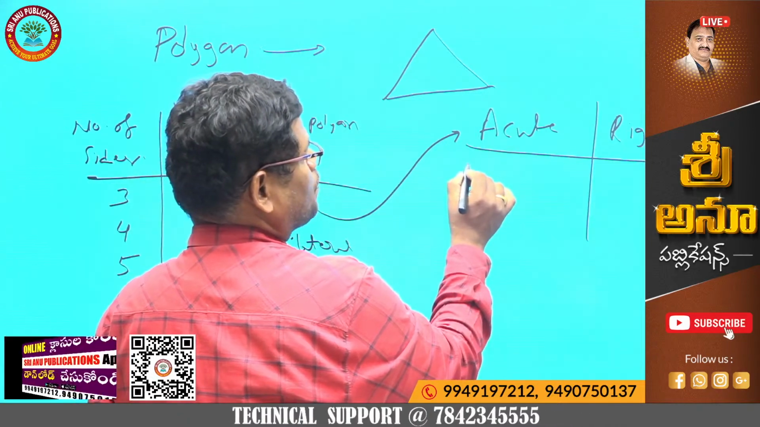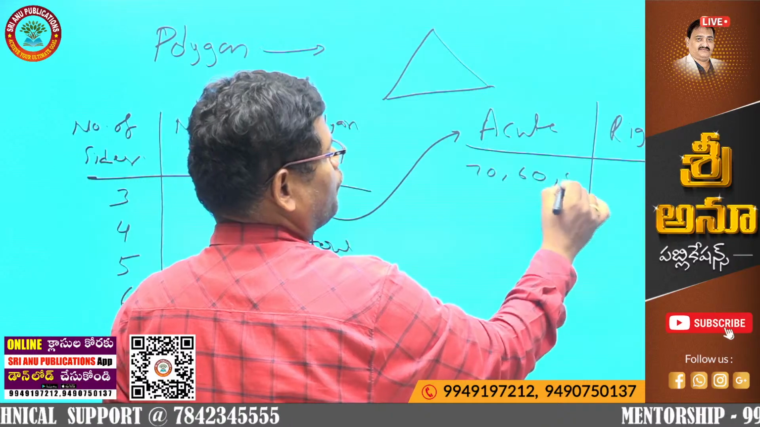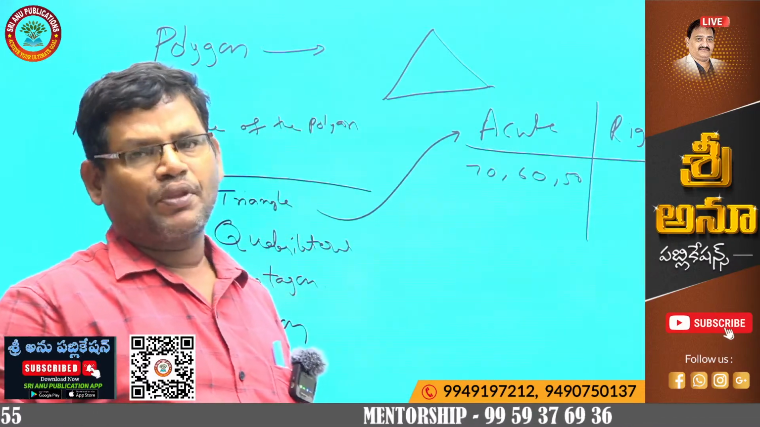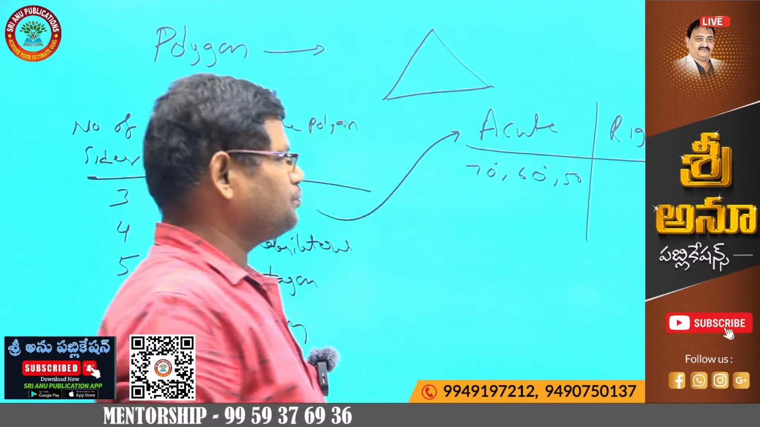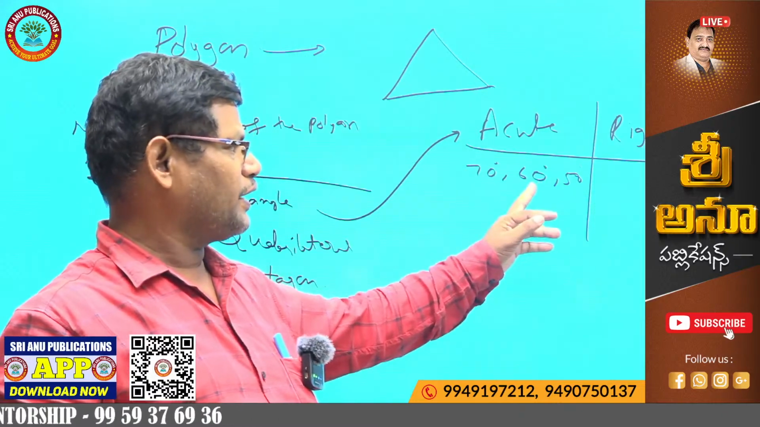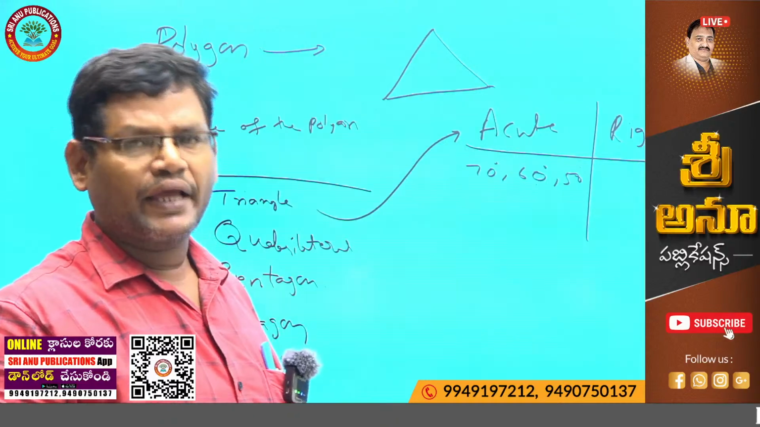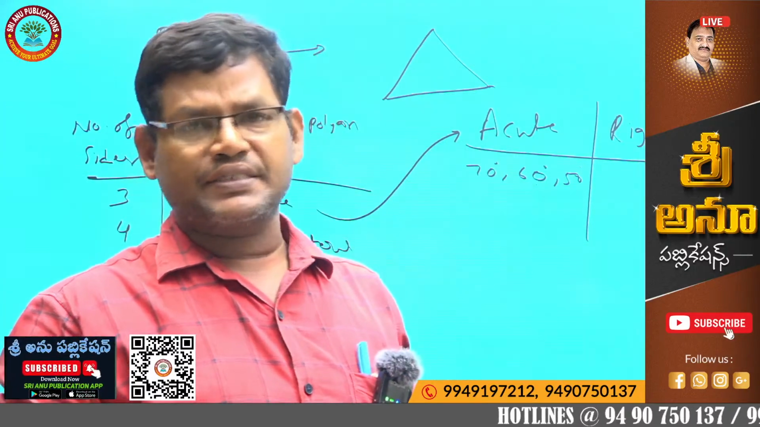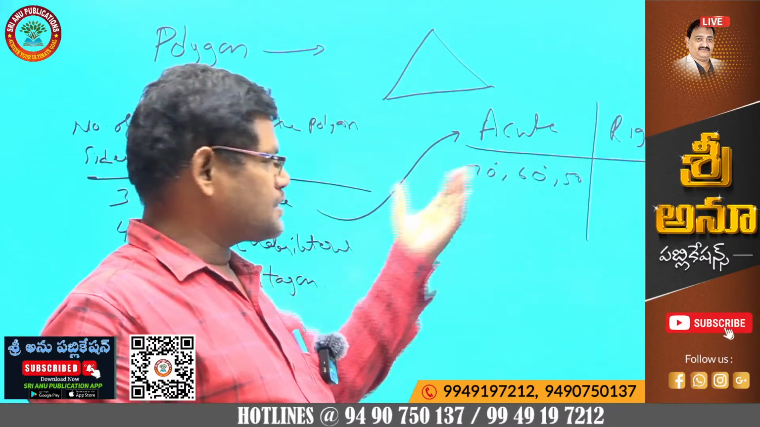Suppose I am taking 70, 60, and 50 degrees. All the angles are less than 90 degrees. So 70, 60 and 50 make 180. So it is possible to form a triangle. Why? Because the sum of the interior angles is equal to 180 degrees. Now in this, all angles are less than 90.